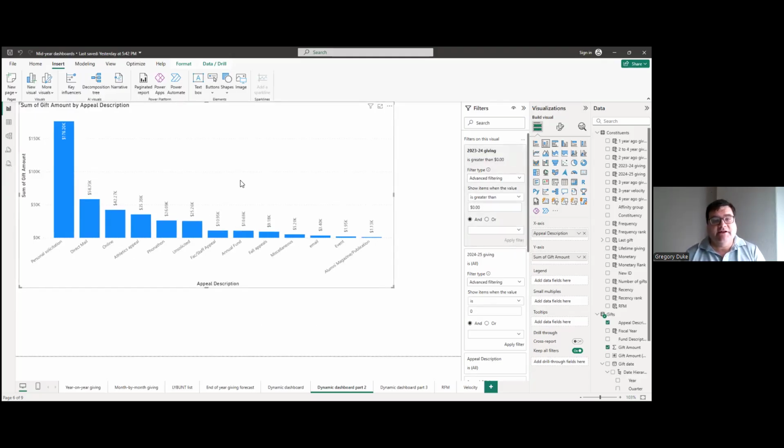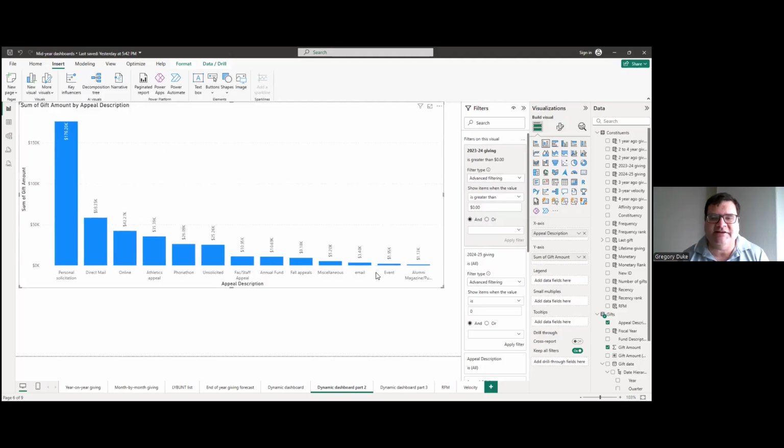So these are the appeals that worked, that LIBUNs gave to in the past. These are what moved people who are LIBUNs this year to give in previous years. So personal solicitation is even a higher percentage than it was when we looked at everybody as a whole. But LIBUNs weren't moved as much by things like the alumni magazine or email. So this is a way to tell your gift officers, get on the phone and talk to those LIBUNs, because that's what's working for them.